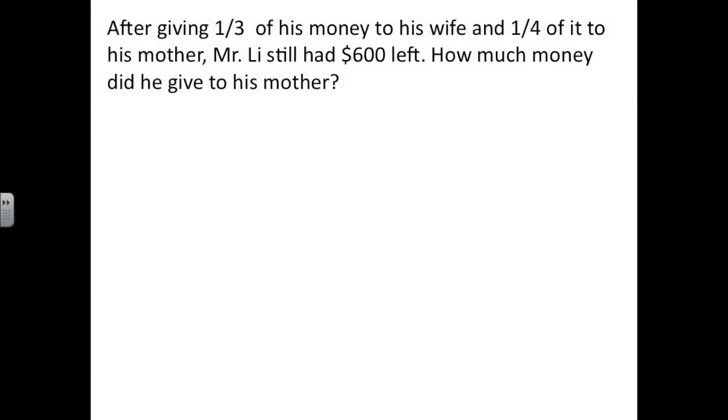After giving 1/3 of his money to his wife and 1/4 of it to his mother, Mr. Lee still had $600 left. How much money did he give to his mother?